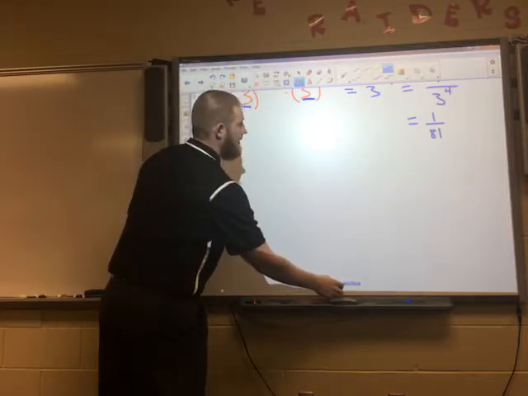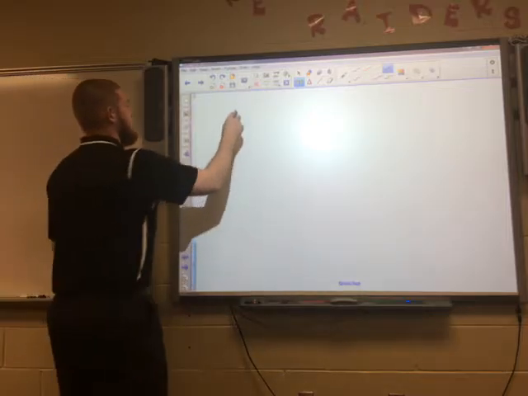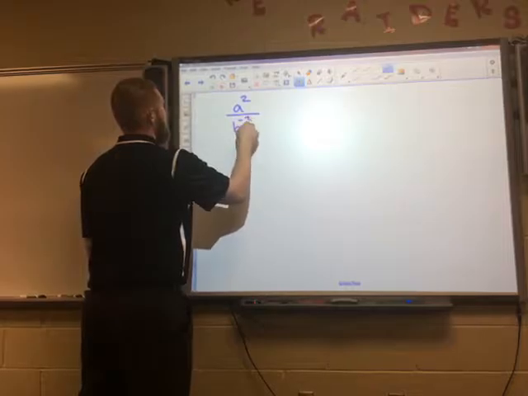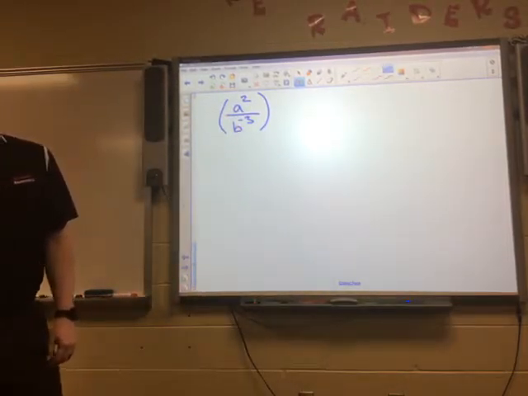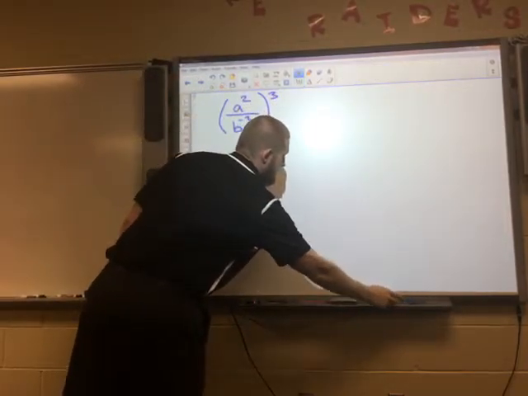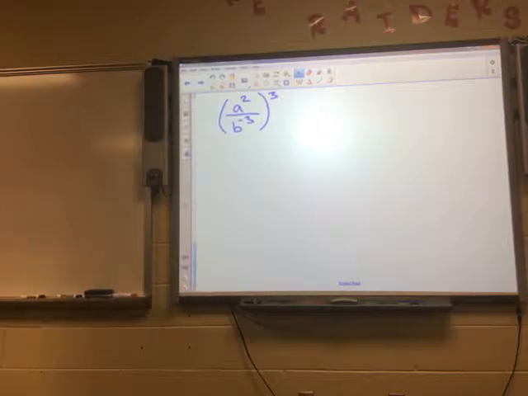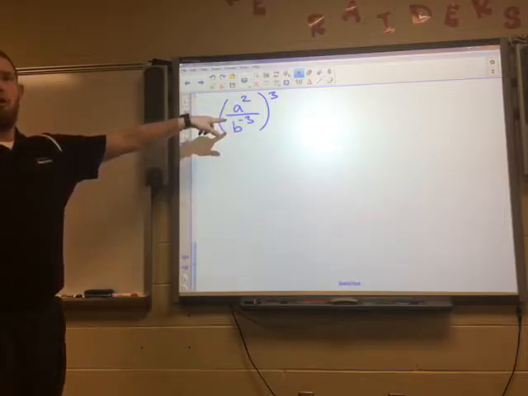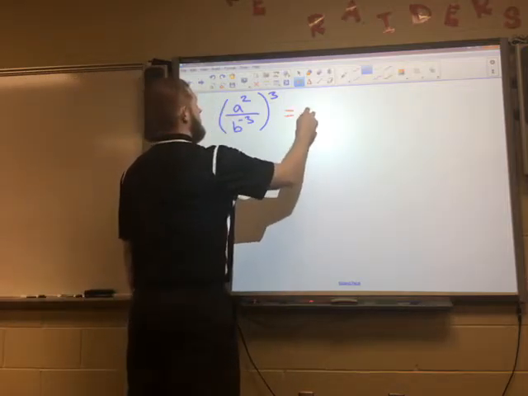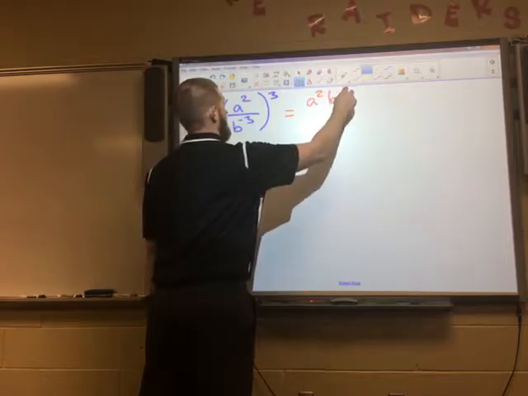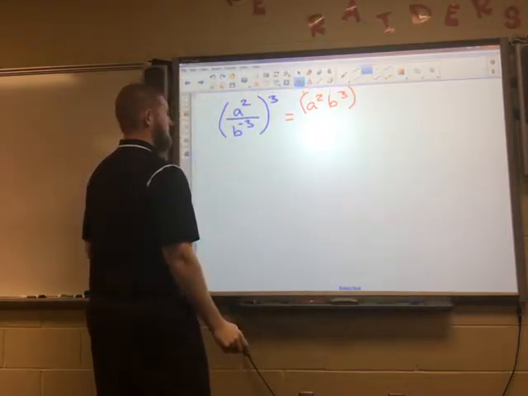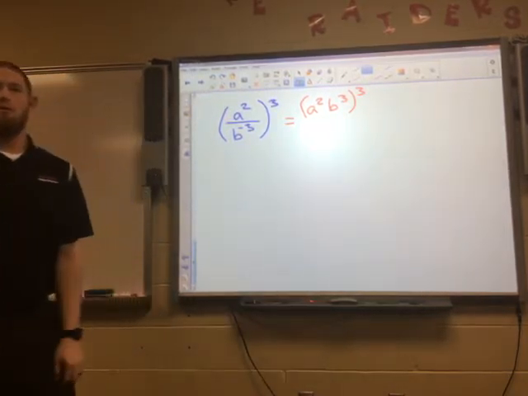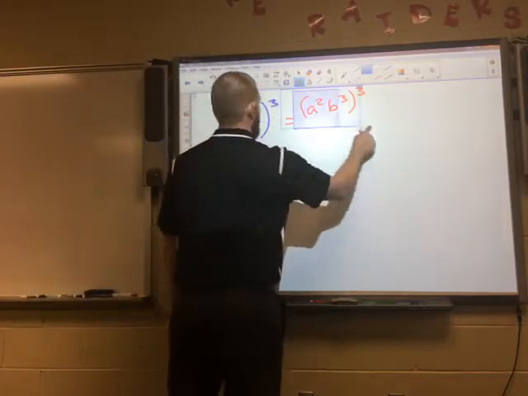If I have a squared over b to the negative third, all to the third power. A lot of times it doesn't matter what order you do things in. You just have to get it all done. So Brody, what's one thing you see here that needs to be done? You want to take care of that negative. So it needs to go to the top. So now I have a squared b to the third, and then I have all of that cubed, right?